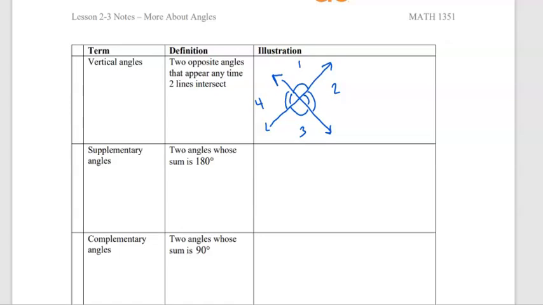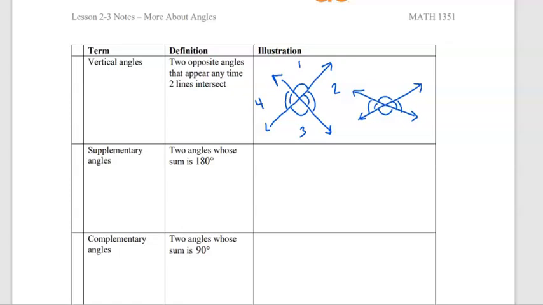And not all of our illustrations have to look exactly the same. So your lines might intersect more in this manner, and that's fine. So we would have a pair of vertical angles opposite of each other here, and then another pair of vertical angles opposite of each other here.